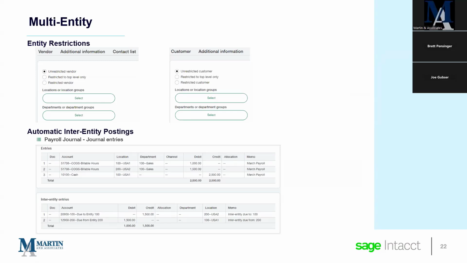Well, inside of your setting up of your customers or your vendors, you have the ability of restricting these vendors down to certain locations or entities, departments, and whatnot. That's how you can make certain vendors available only for certain companies, but you still have a top level where you maintain the overall list. And when you make your postings out there that are inter-entity related, you'll get the automatic inter-entity postings as a result.